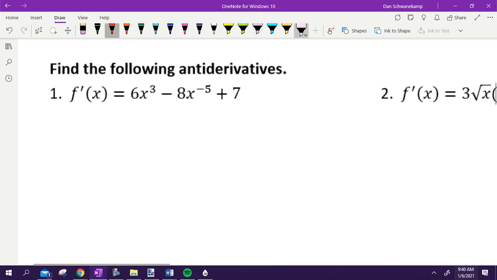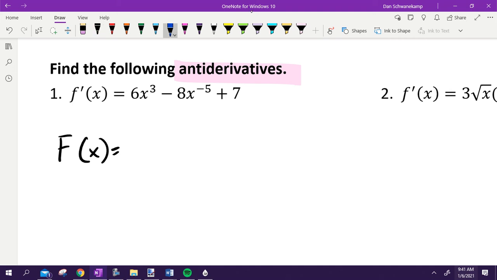Let's do it. Find the following antiderivatives. So they gave me the derivative. We're doing the antiderivative, so we're going to find the thing that comes before it. We represent that normally with the capital letter of whatever we had. So G prime would become capital G and so on. 6x cubed minus 8x to the negative fifth plus 7. We are going to find the antiderivative of that.